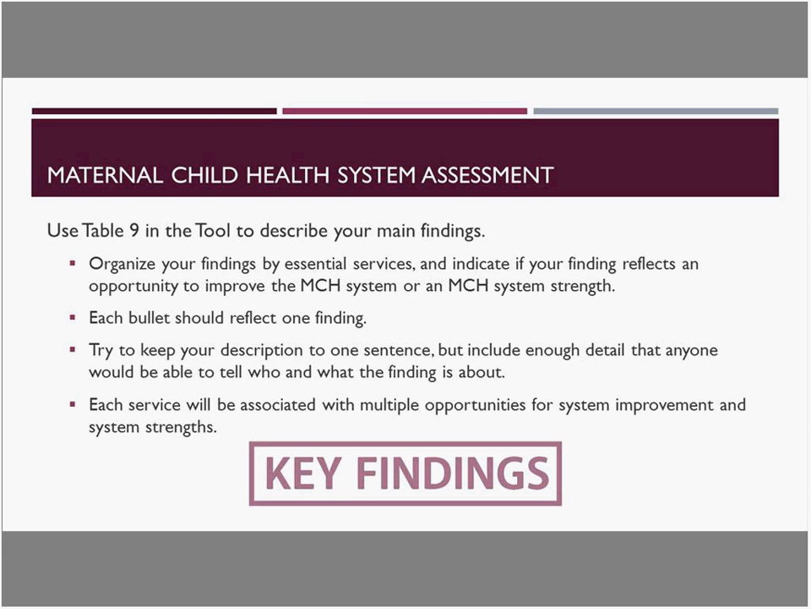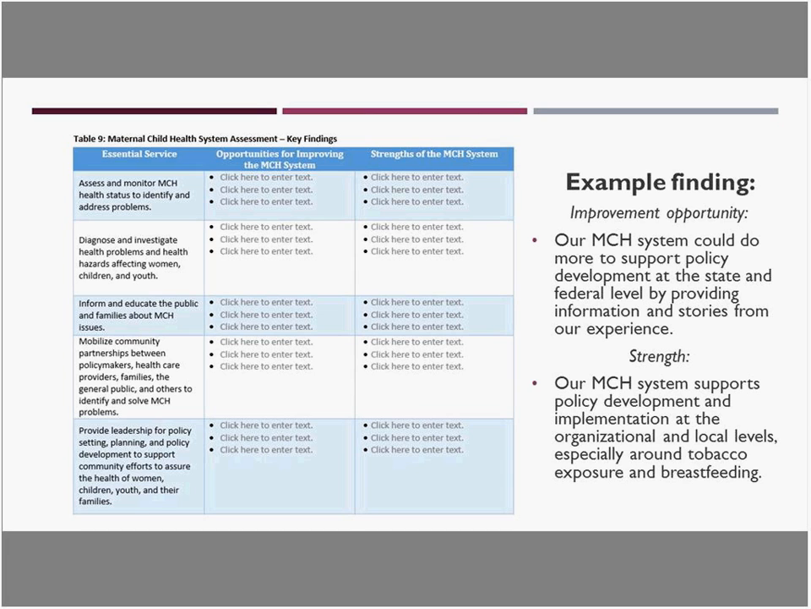I'm going to take a look at that table on the next slide. So this is the table captured out of the tool itself. You can see it looks really similar to the tables for the other two assessments. In the first column are listed the essential services, and then in the next two columns you see the opportunities for improvement and the strengths of the system, and places where you would add your bullets. On the right side of the slide, you see some examples of what we mean by one sentence around improvement and one sentence around strength.